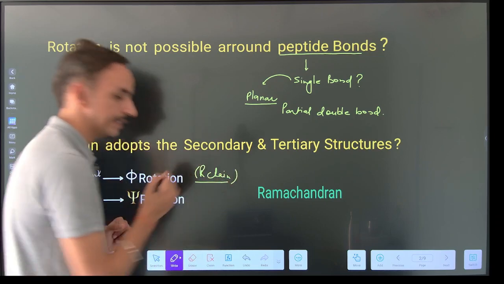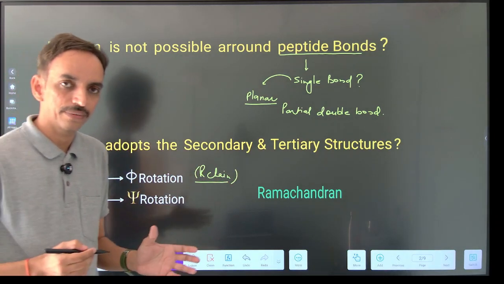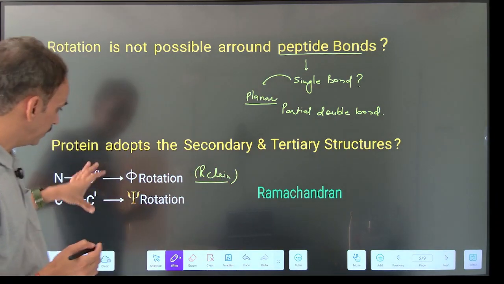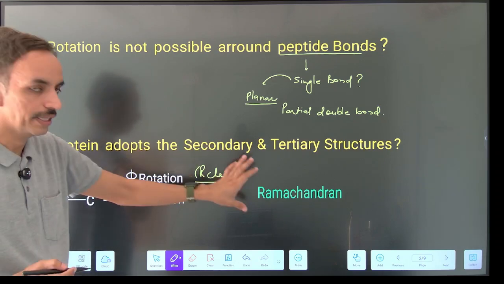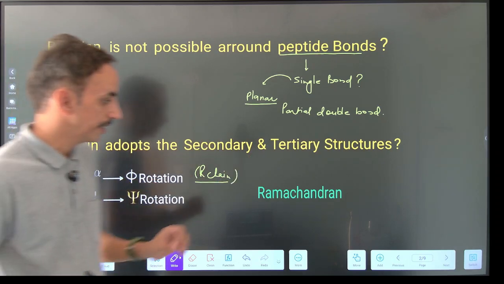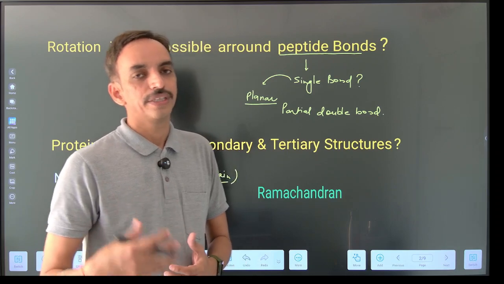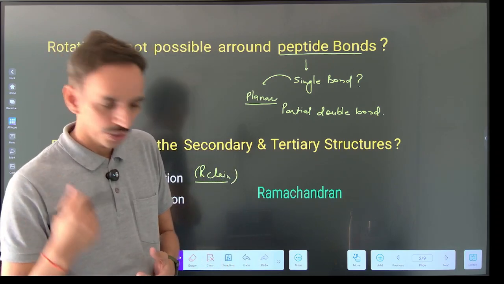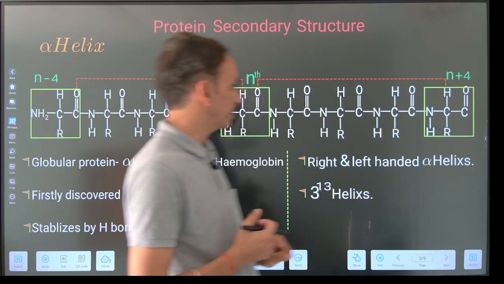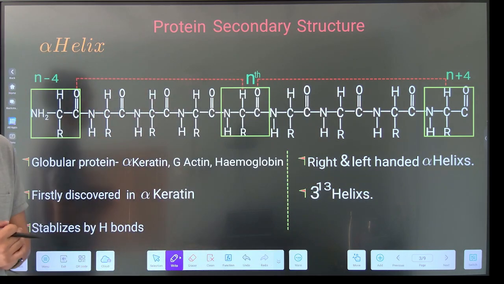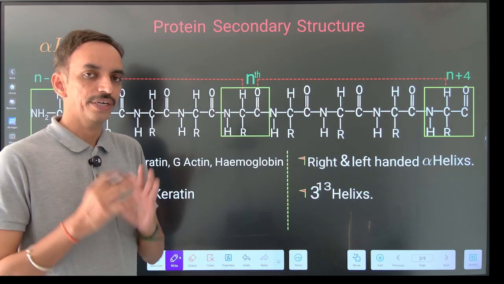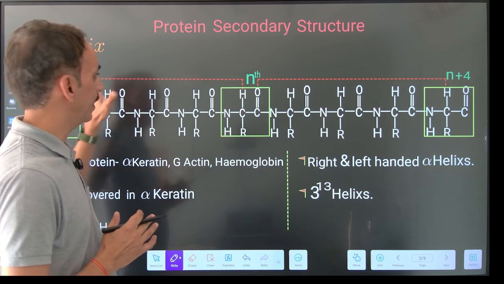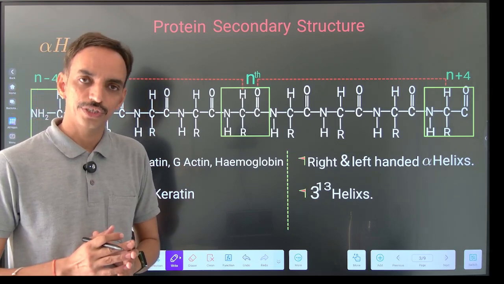इसके बारे में अपन आगे डिस्कस करेंगे जब अपन रामचंद्रन प्लॉट्स के बारे में बात करेंगे. So these rotations were firstly discovered by the scientist Ramachandran, that allows the protein to adopt the secondary and the tertiary structures. So if we talk about the secondary structure of protein, we are having two important types of structure, that are called alpha helices and the beta sheet.